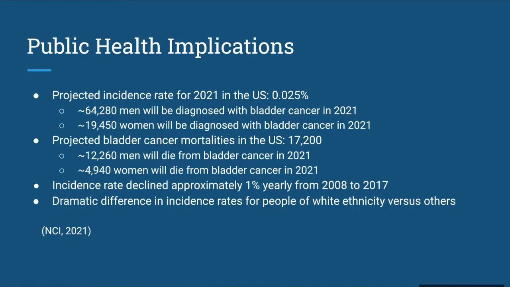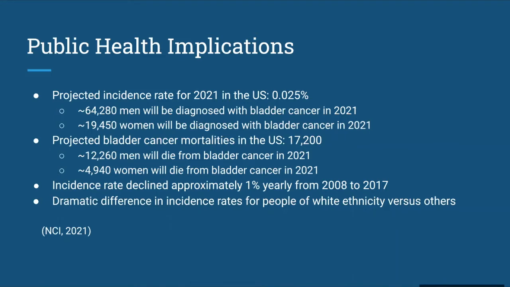The National Cancer Institute also estimates that the projected number of bladder cancer mortalities in 2021 in the US will be approximately 17,200, making up about 2.8% of cancer deaths total. It is projected that approximately 12,260 of those bladder cancer deaths will be in men, and the other 4,940 will be in women.